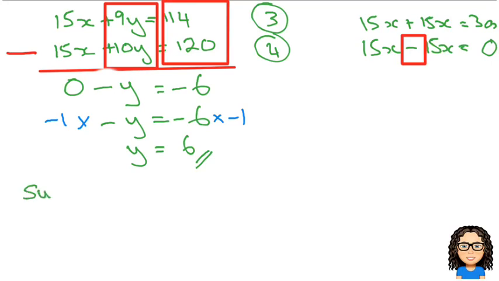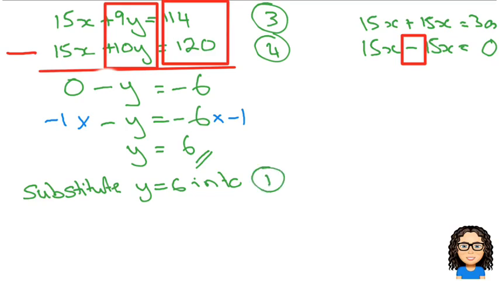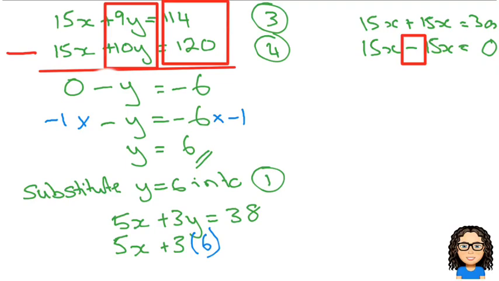So I am going to substitute y equals 6 into, and I could use equation number 3, number 4, or equation number 1 or 2. I could use any of those. I'm going to use equation number 1 just because it happens to be the first one. So I'm going to substitute into equation 1, which is 5x plus 3y equals 38. Now I'm substituting in, so my 5x stays as it is, the 3 stays as it is, but instead of y, I'm going to replace the y with that value of 6 that we just found.